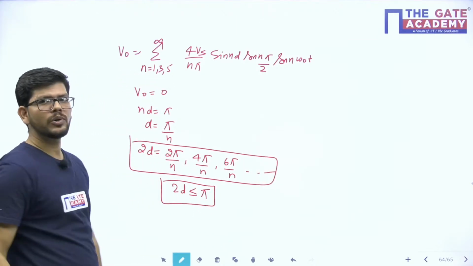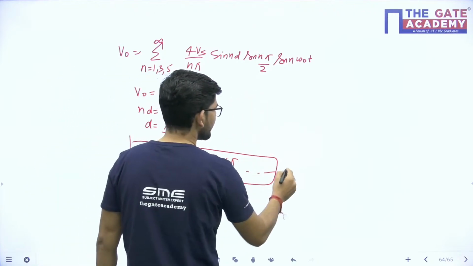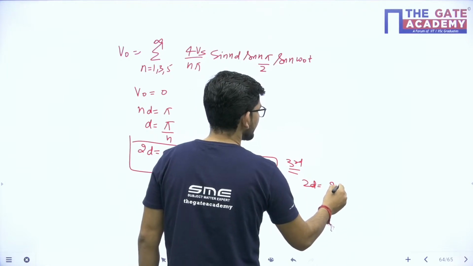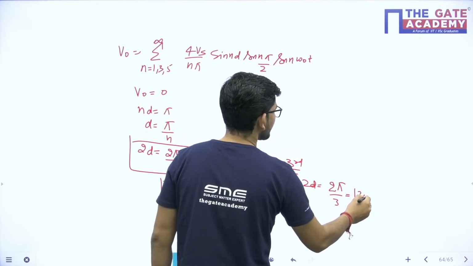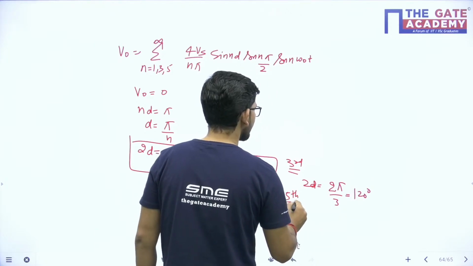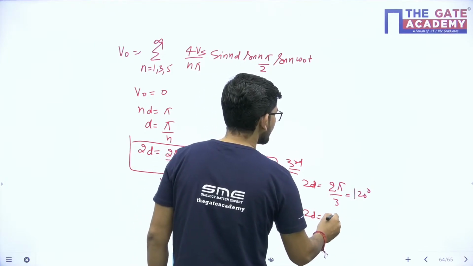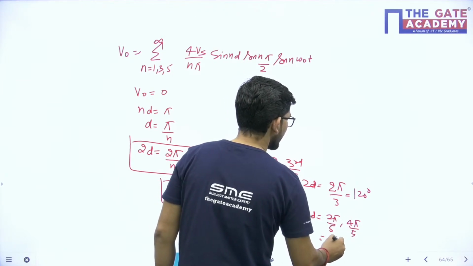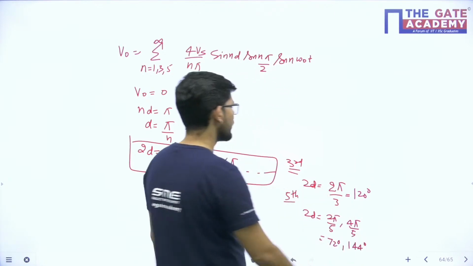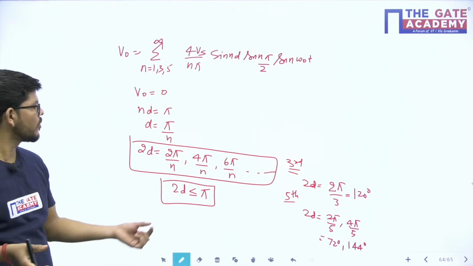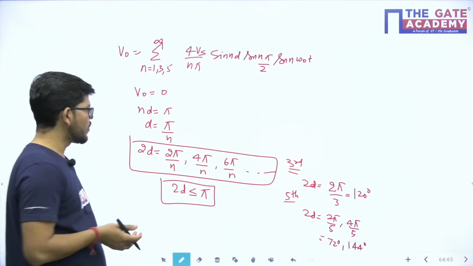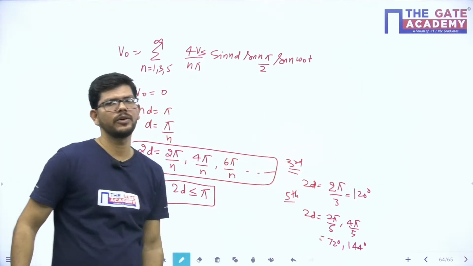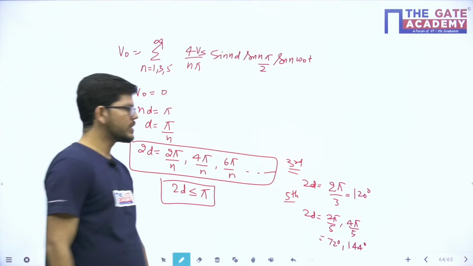Okay. So in order to eliminate the third harmonic, suppose you wanted to eliminate the third harmonic, what will be the pulse length? Your pulse length will be 2 pi by 3, that is 120 degree. And if you want to eliminate the fifth harmonic, your pulse length will be 2 pi by 5 and 4 pi by 5, that is 72 and 144 degree. Okay. So until you get a 2D value less than or equal to pi, you will just keep on calculating. Okay. So this is all about single pulse width modulation.